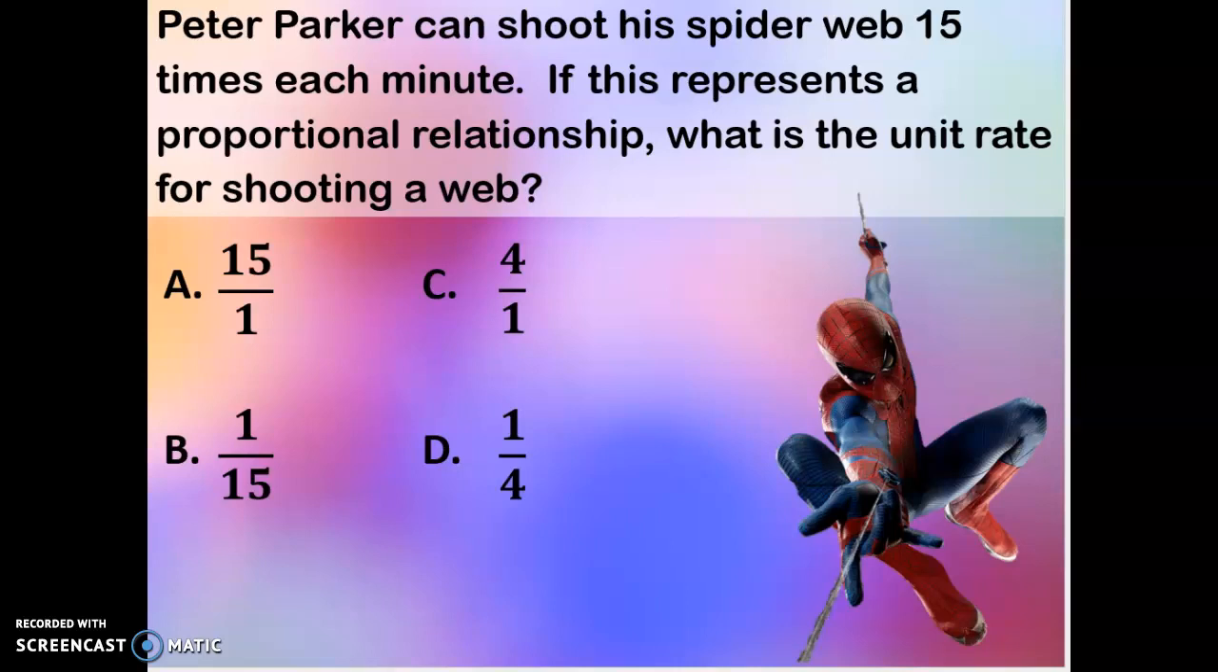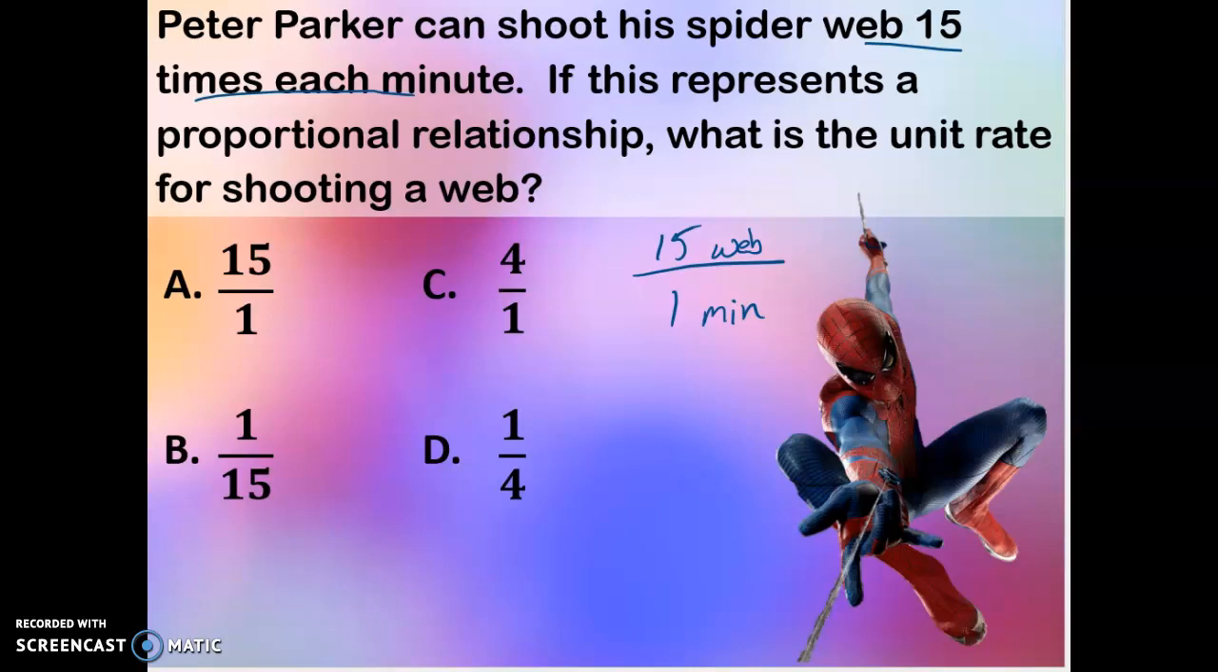Peter Parker can shoot his spider web 15 times each minute. So that is our ratio, 15 times per minute. So it's 15 webs per 1 minute. So we see A could be the answer if it stays in the same order.